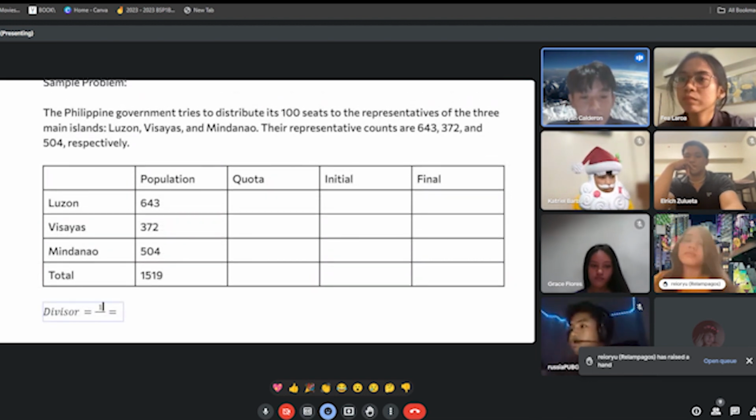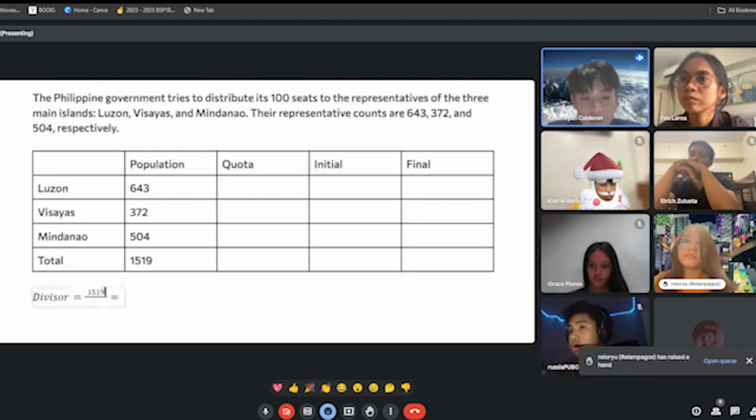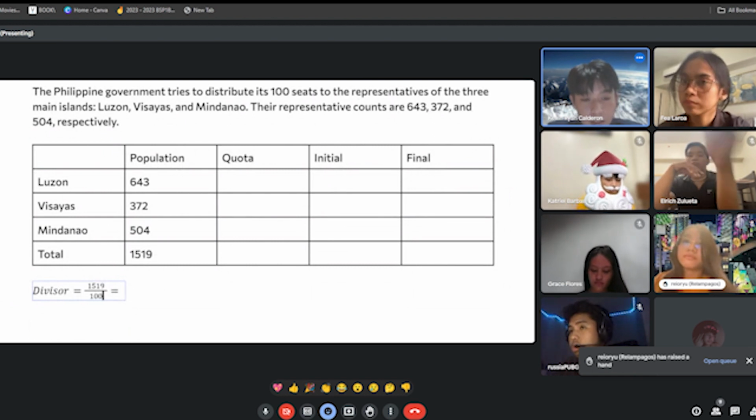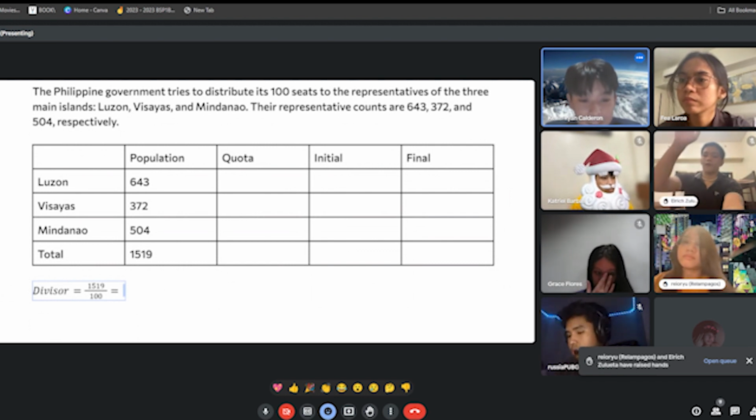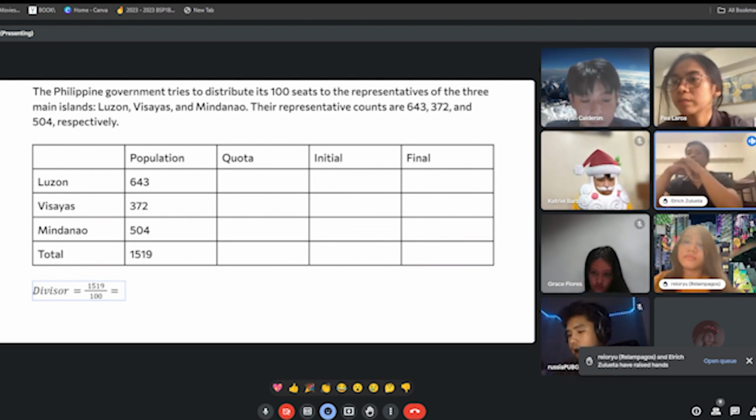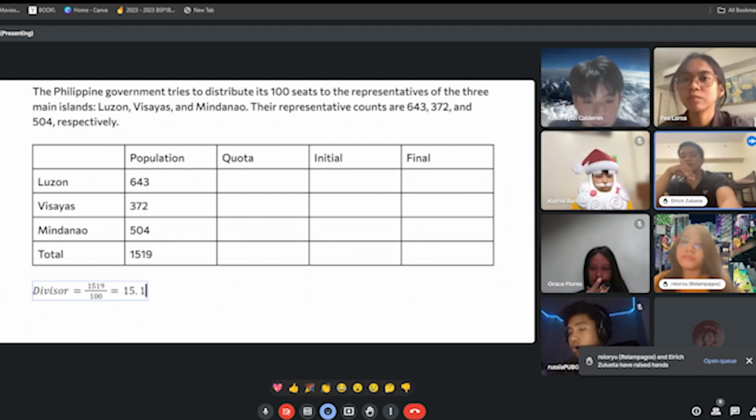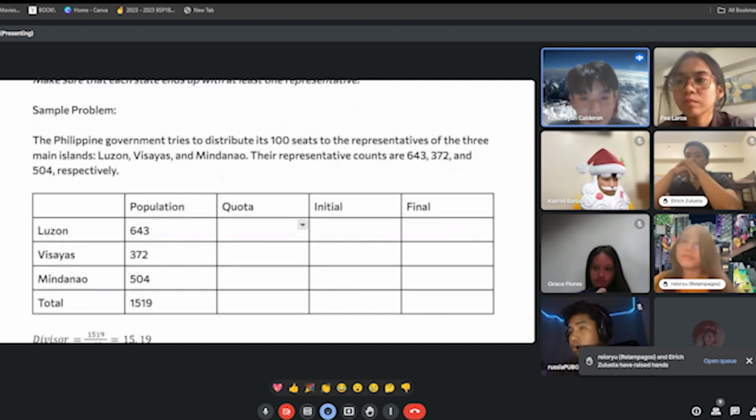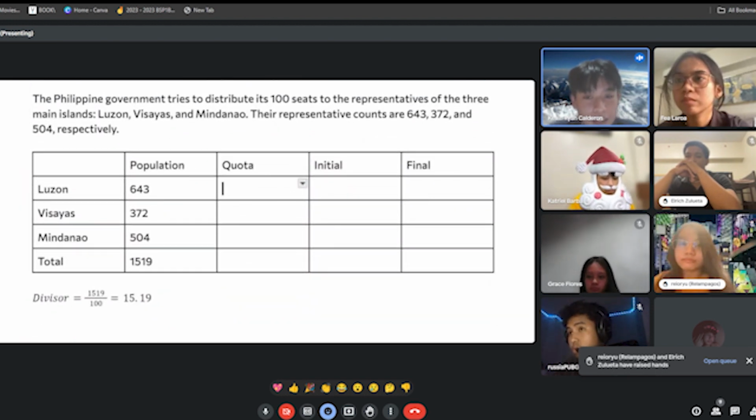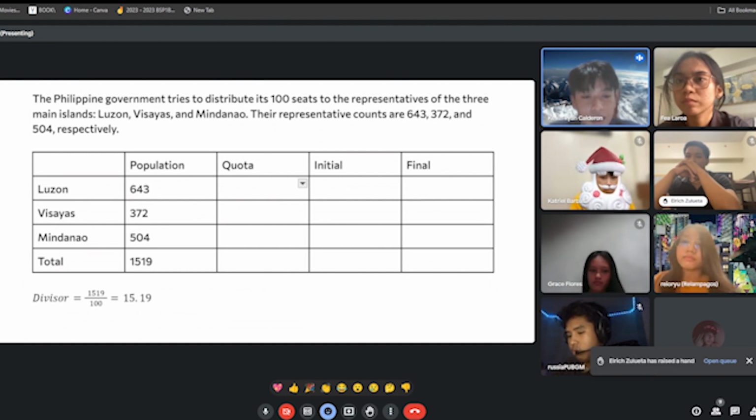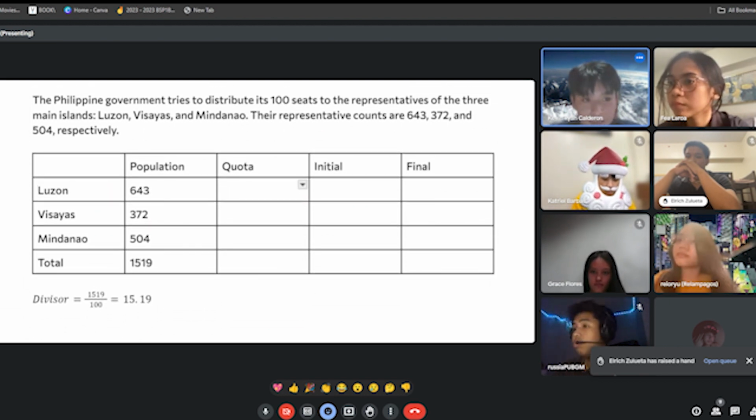We can get the standard divisor by dividing 1519 by the number of seats, which is 100. So 1519 divided by 100. Who can give me the answer? Mr. Elrich? It's 15.19, miss. Thank you for that wonderful answer. So now that we have the standard divisor, we will divide each population of the three main islands by 15.19. So 643 divided by 15.19. Who can give me the answer?